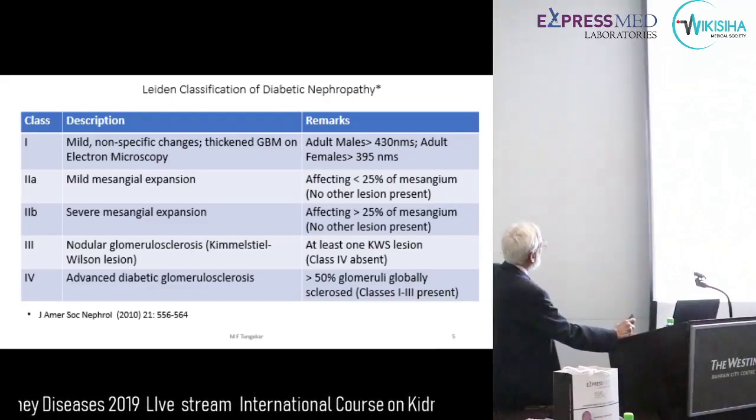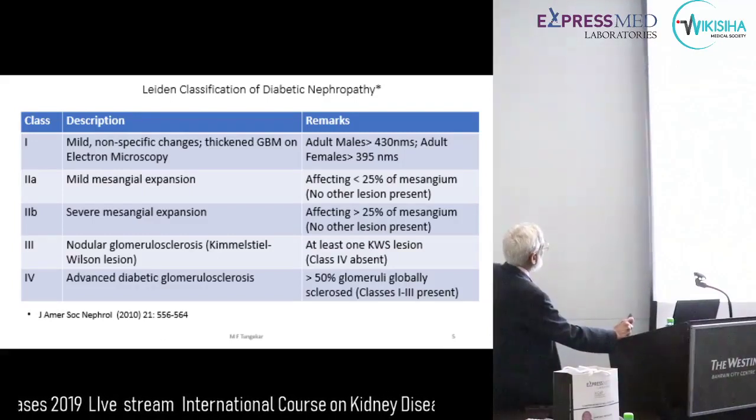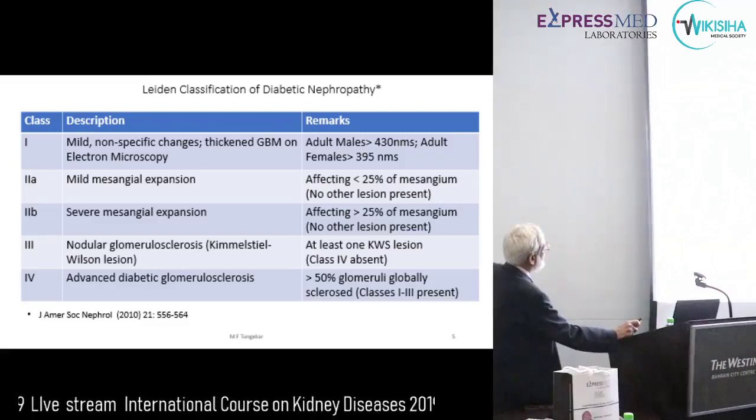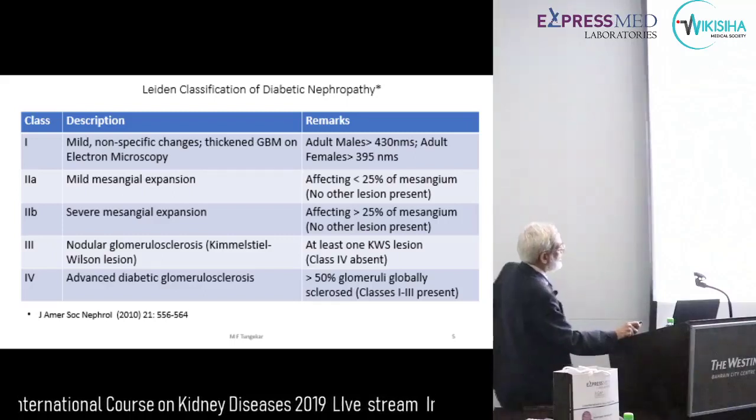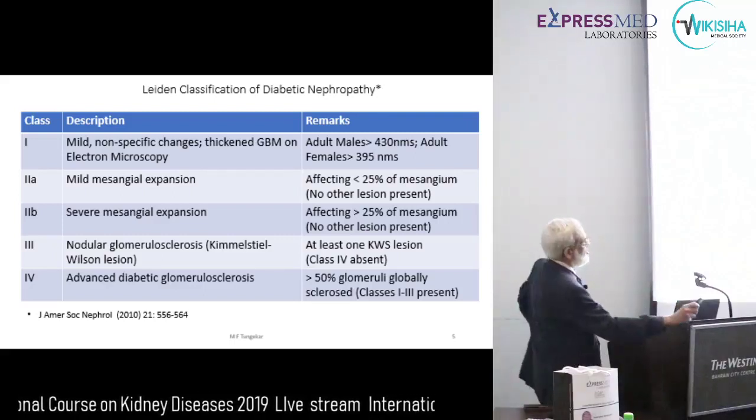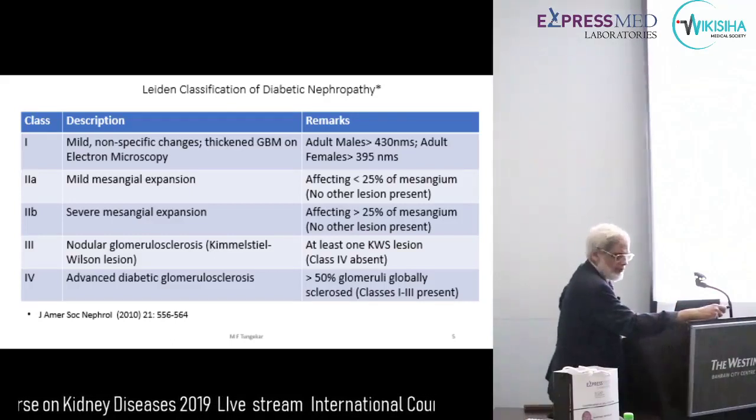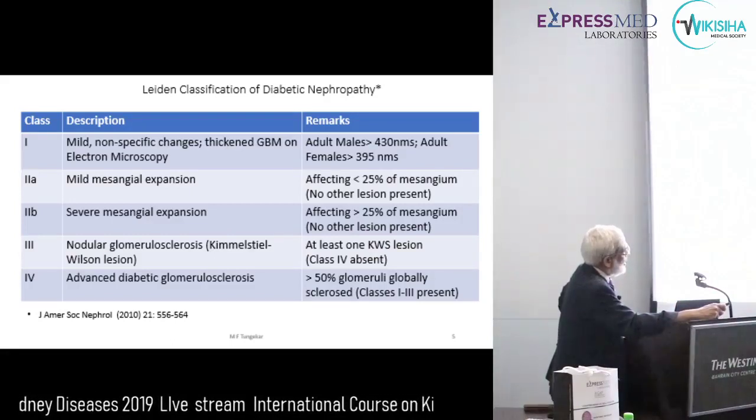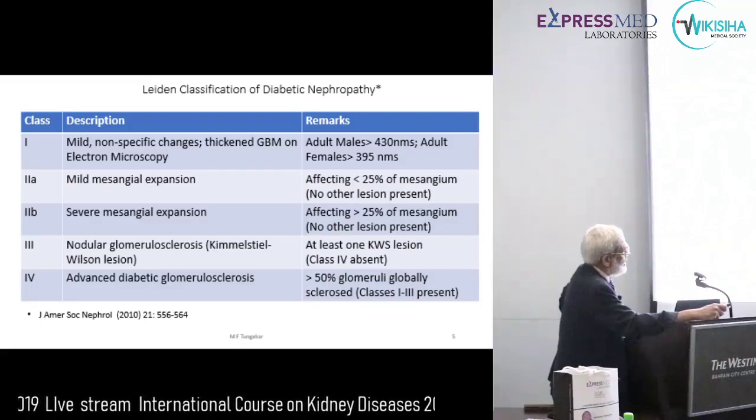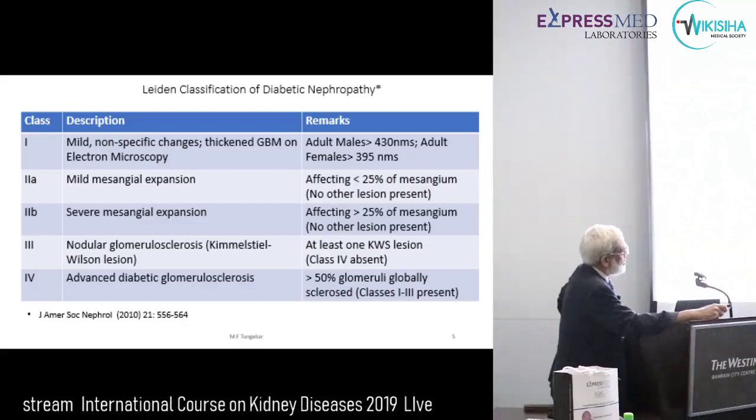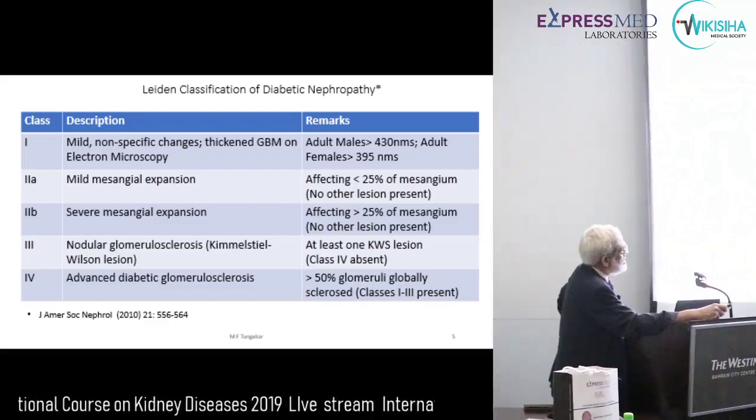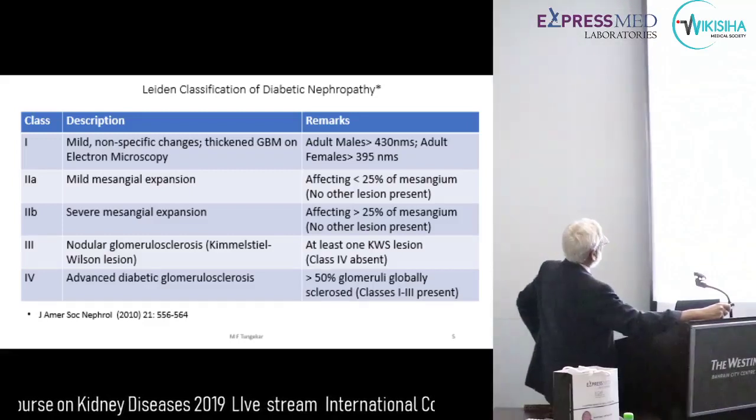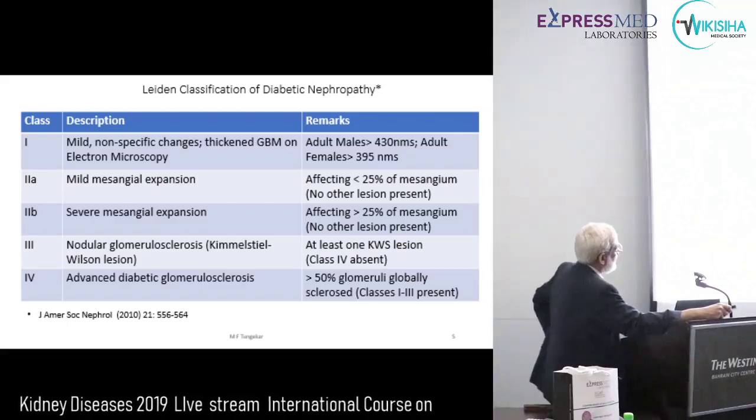So class 1 is the mildest form. You see mild non-specific changes only, and the lesion you have to look for is a thickened GBM on electron microscopy. The GBM measurement on electron microscopy differs from lab to lab, but in general, in adult males it should be more than 430 nanometers, and in adult females it should be more than 395 nanometers. Above that level, it is usually called class 1 diabetic nephropathy.